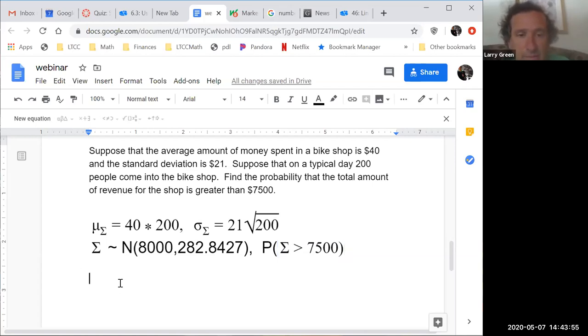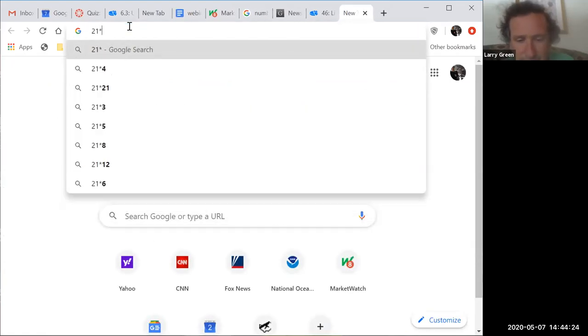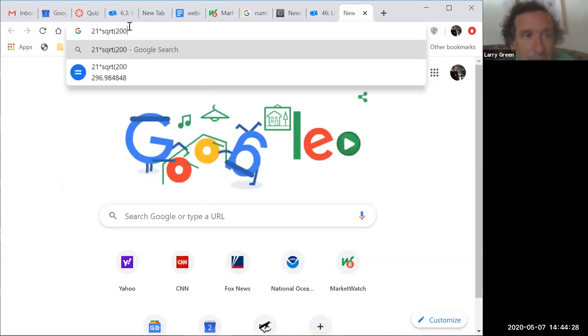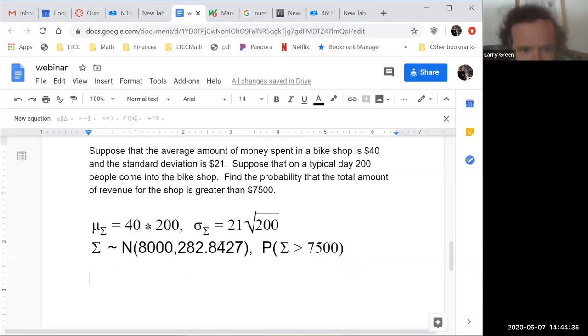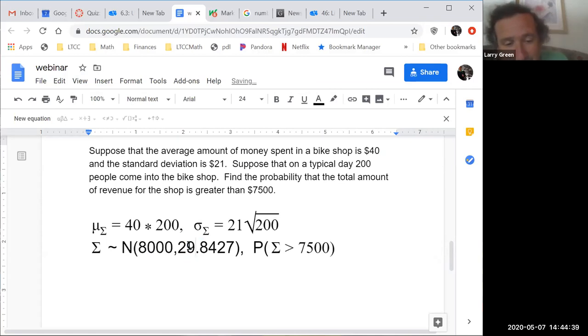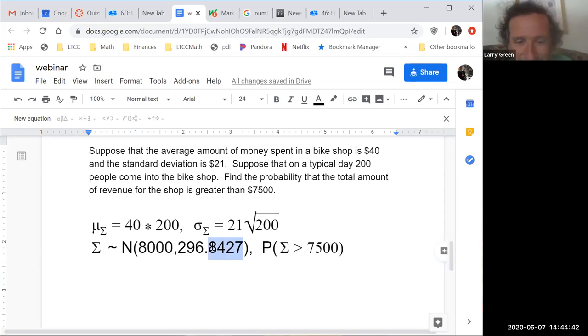Any questions on that? Okay, and you can pop this into the calculator. I'm going to assume that you did it. If you got these numbers, I'm going to assume you did it right. What do you get? Oh, okay. We got someone that said they have a different standard deviation, 21 root 200. Let me double check. $296.9848. So it's a little off. It's not one I can do in my head. That's why I was trusting you. But I definitely trust Google. Google never gets it wrong.